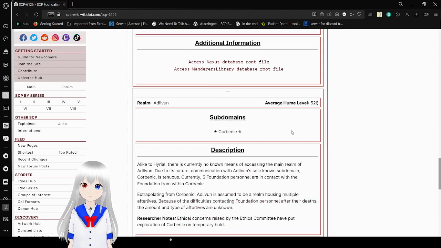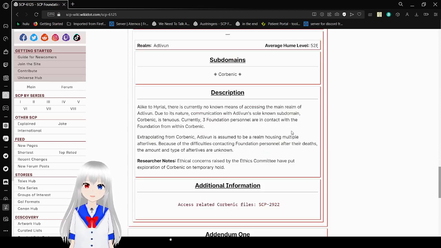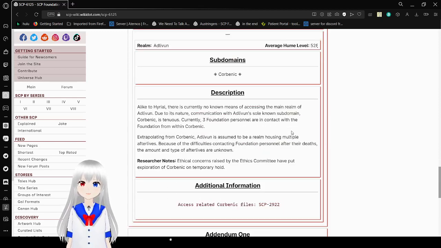Fourth realm, Adelivan. Average human level is 52. Subdomains are Corbenic. Akin to Hyrule, there are currently no means of accessing the main realm of Adelivan. Due to its nature, communication with Adelivan's sole known subdomain, Corbenic, is tenuous. Currently, three Foundation personnel are in contact with the Foundation from within Corbenic.